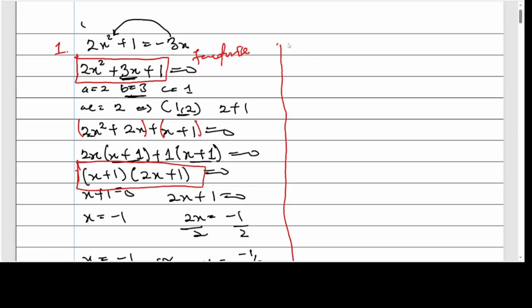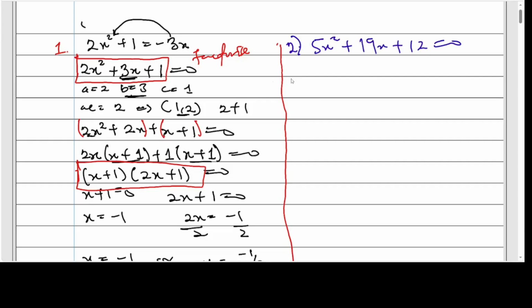Let's try one more example. 5x squared plus 19x plus 12 equals 0. So identify your A, B and C. A is equal to 5, B is equal to 19, and C is 12. Our AC is 5 times 12, and that is 60.